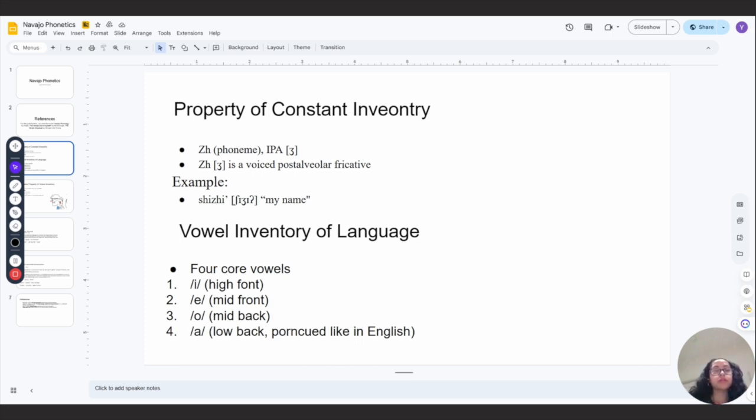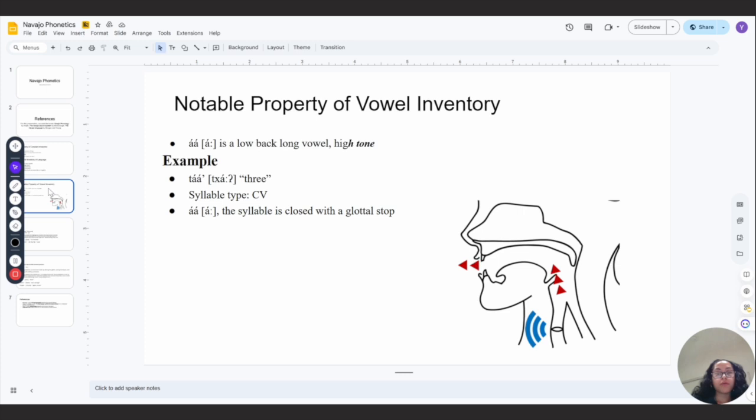Also within the language, the vowel inventory of the language is mainly developed between the four core vowels, which are I, E, O, and A. They would notably be in the notable property of vowel inventories. One of the examples I picked was A.